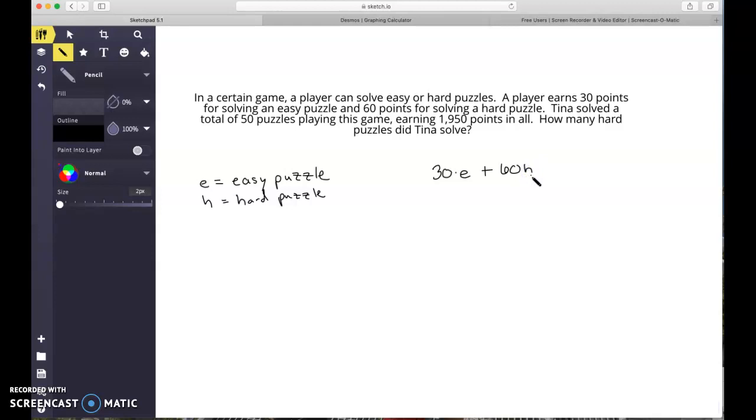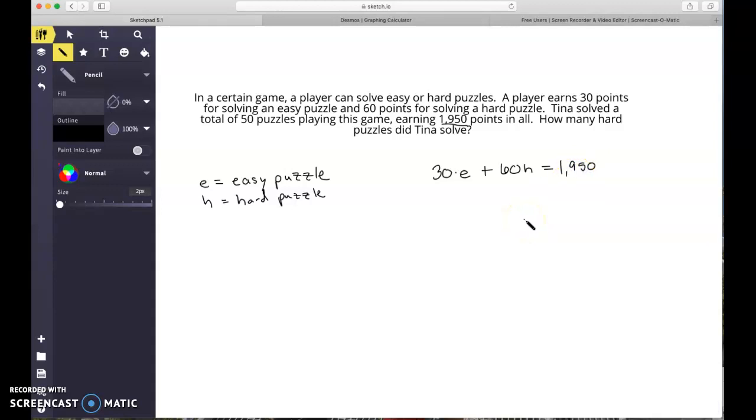Okay, so for writing an equation, well, I've got 30 points for an easy puzzle, and 60 points for every hard puzzle. So that'll tell me how many total points I have. And if we go back through and skim, we see Tina solved a total of 50 puzzles playing this game, earning a total of 1,950 points. So we could set this equal to 1,950 points. Now here's where it gets a little tricky, right?